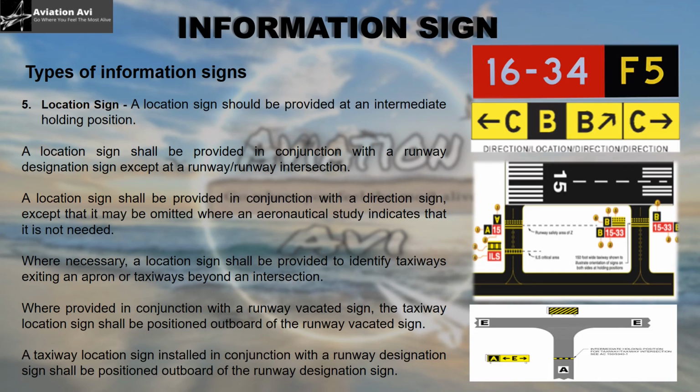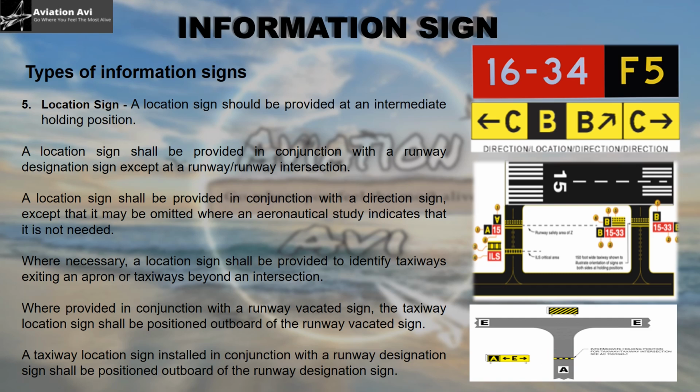So, a location sign shall be provided at an intermediate holding position. So, what is an intermediate holding position? Let's say you have an intersection of two taxiways, in this case taxiway Echo and taxiway Alpha. In order to prevent collision between an aircraft that is on taxiway Alpha and one that is taxiing on taxiway Echo, the aircraft on taxiway Alpha should stop at a particular location well beforehand before it encounters our aircraft on taxiway Echo and allow sufficient clearance. So this particular location is designated using a marking, that is the intermediate holding position marking. And as you can see here, this is the intermediate holding position marking.